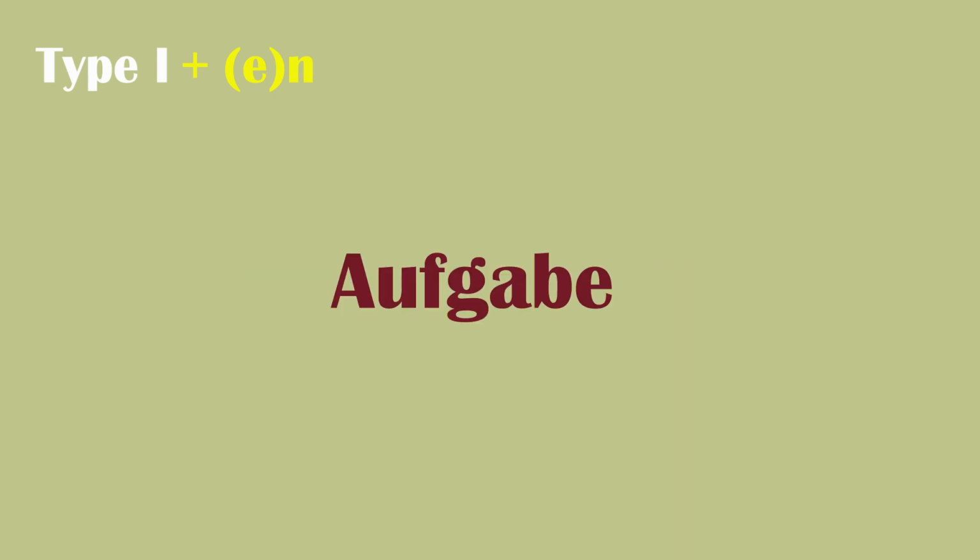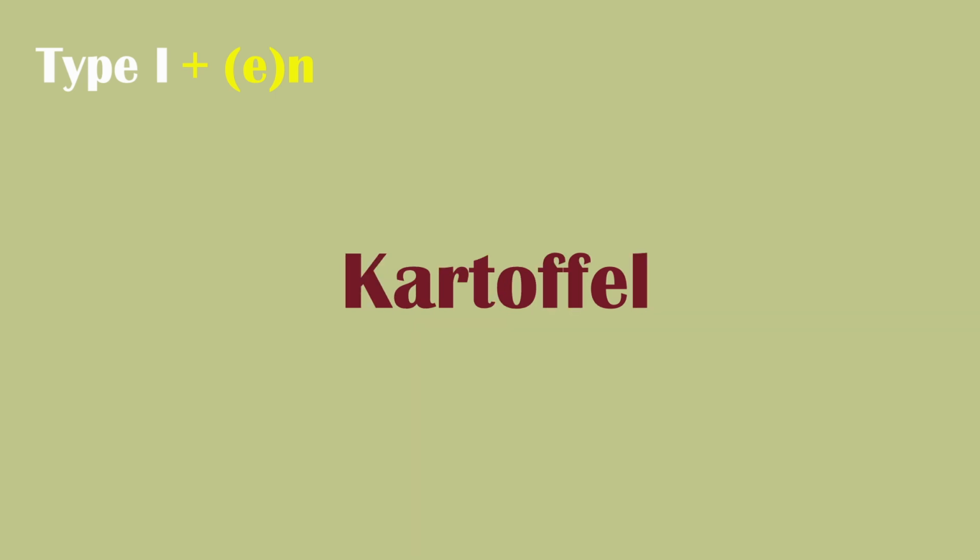Aufgabe has 3 syllables. Aufgabe. The last syllable, be, contains the schwa vowel. So instead of adding an en ending, we add just the n. The same goes for Kartoffel. It has 3 syllables, Kartoffel, and the last syllable contains a schwa. So instead of adding en to form the plural, we add just the n.